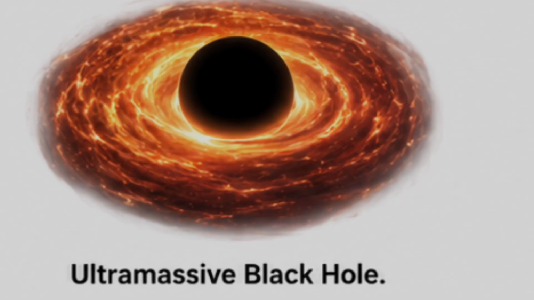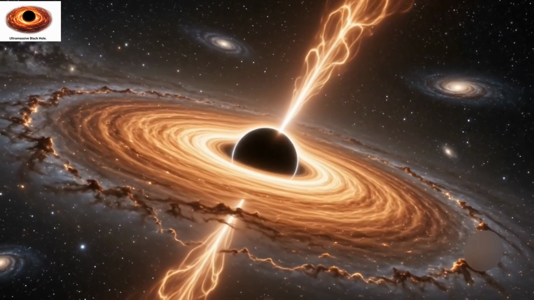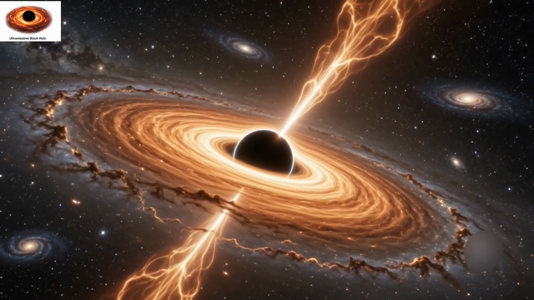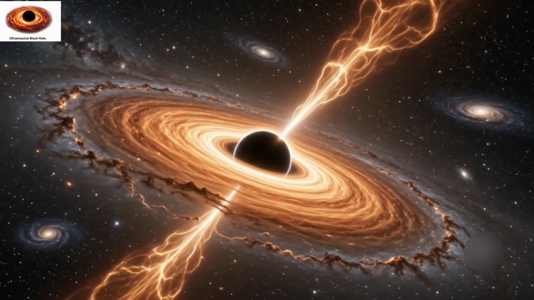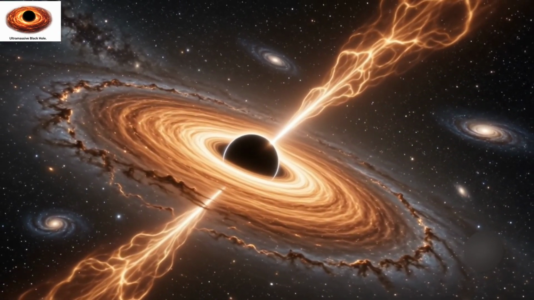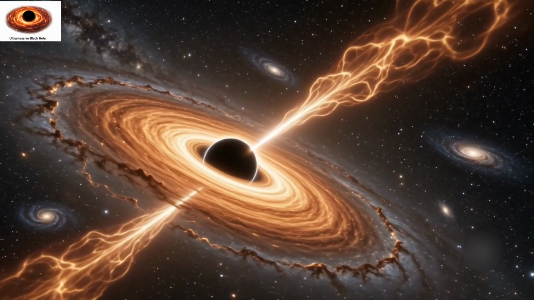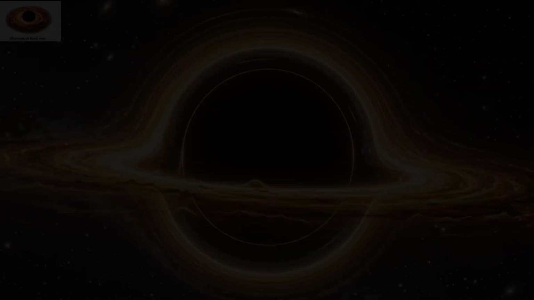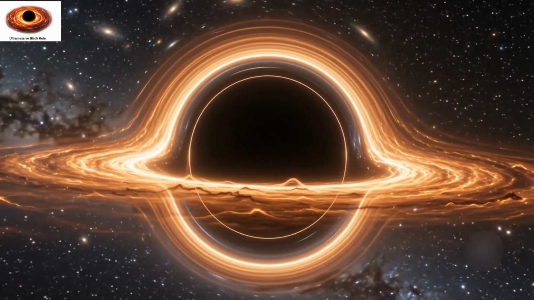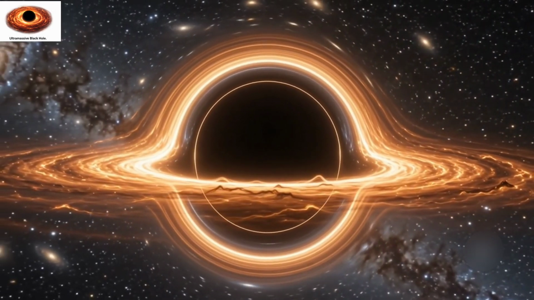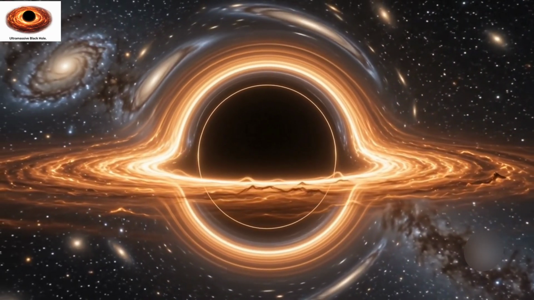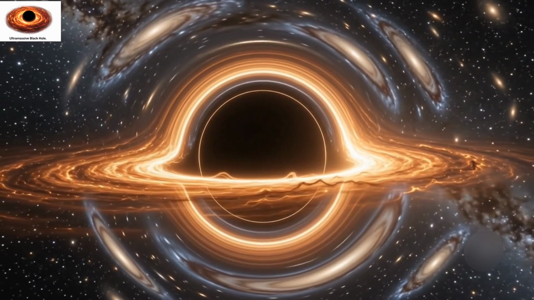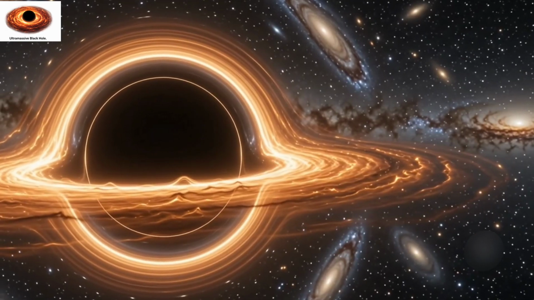Ultramassive black hole. An ultramassive black hole is an extreme version of a supermassive black hole. These giants can exceed 10 billion times the mass of the Sun. They are found in some of the largest known galaxies and have grown over billions of years through continuous feeding and repeated mergers. Their gravity influences entire galaxies and even affects the movement of surrounding galaxy clusters. Because they represent the upper limit of black hole growth, they challenge many existing ideas about how black holes evolve.